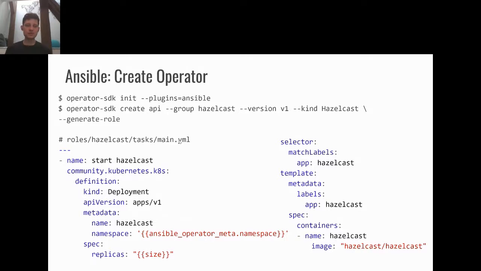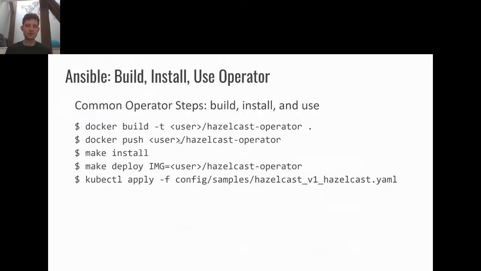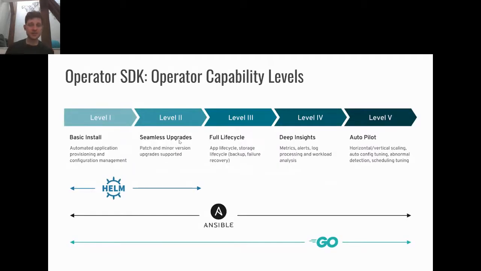If we would like to deploy this, all we need to do is actually the same as what we did for Helm. Build the operator, push it, make install, make deploy, and that's it. And it works exactly the same as what we've seen with Helm. Now, with Ansible, you can do anything you want.